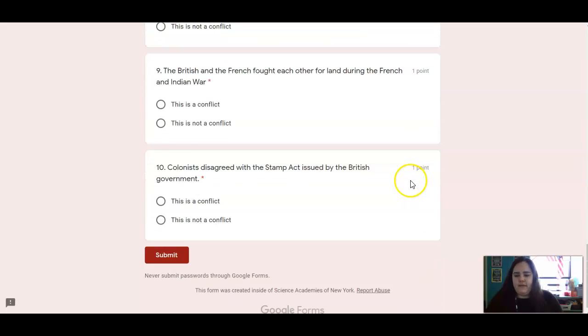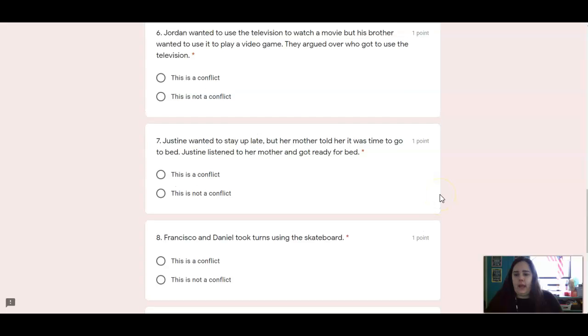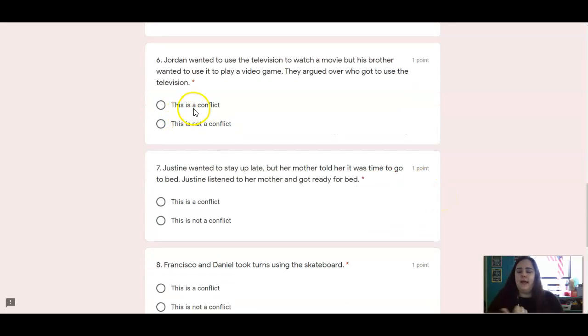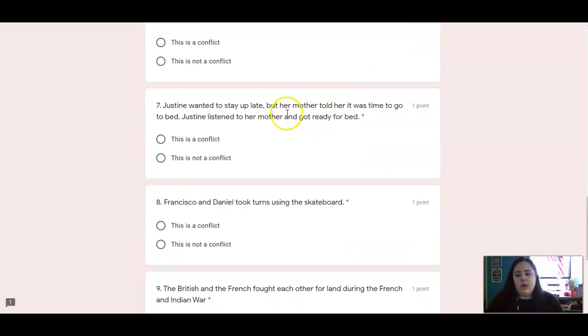And then for 6, 7, 8, 9, and 10, I give you a situation, and you're going to tell me, yes, this is a conflict, or no, this is not a conflict. So number 6, Jordan wanted to use the television to watch a movie, but his brother wanted it to play a video game. They argued over who got to use the television. Number 7, Justine wanted to stay up late, but her mother told her it was time to go to bed. Justine listened to her mother and got ready for bed.